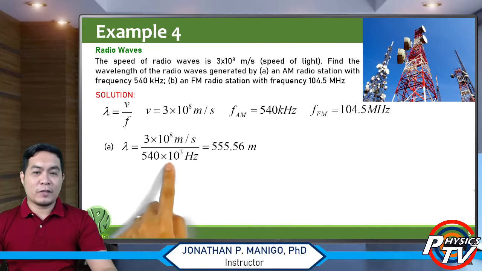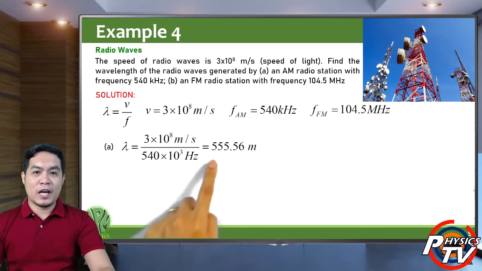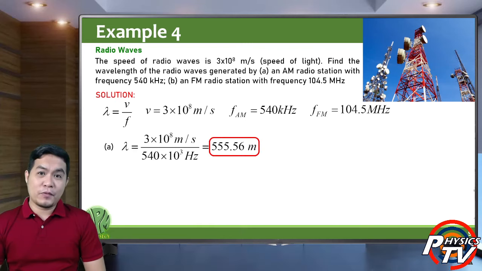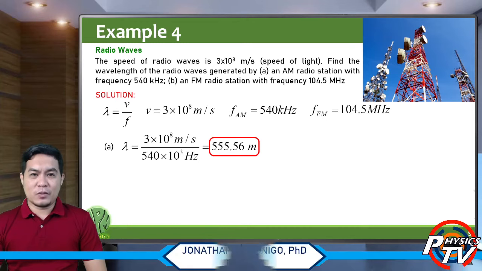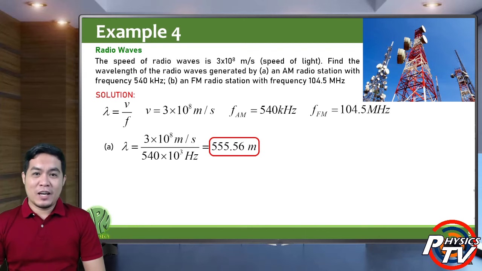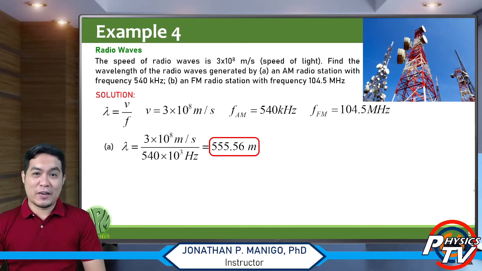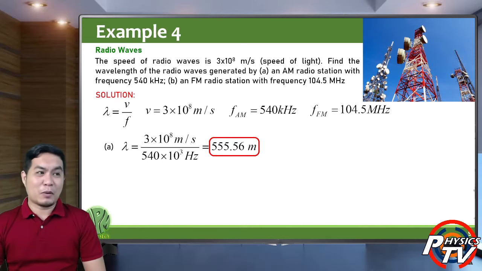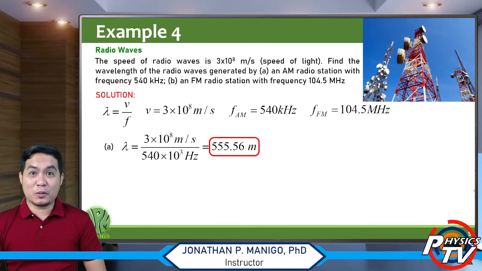For letter A, an AM radio station, the wavelength would be the speed over the frequency, which is 540 kilohertz. Kilo means times 10 to the 3, or 1 times 1000. And you will get 555.56 meters. This is a very long wavelength, much taller than buildings. It's actually as tall as mountains. So the wavelength of AM radio waves is comparable to the height of mountains.